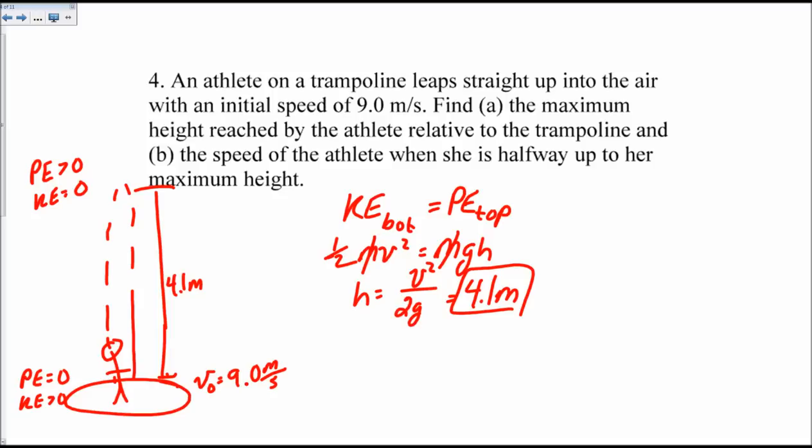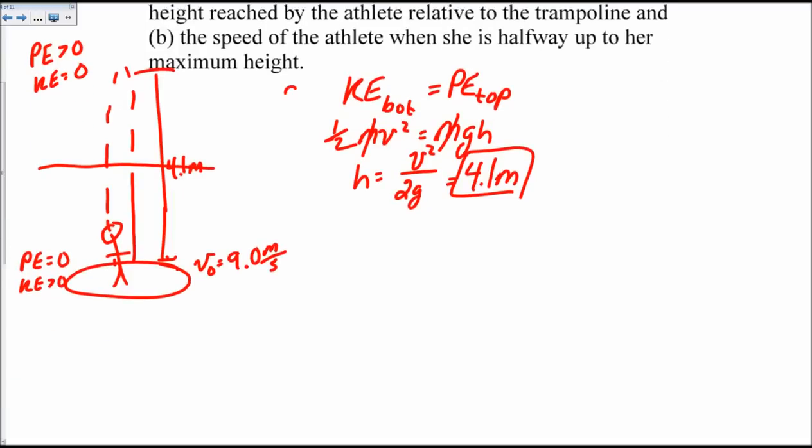Now, what is the speed of the athlete when she is halfway up to her maximum height? All right, so that's what that is. I want to know what her speed is here when she's halfway up. That is, what if h is equal to, let's just call it 2 meters, just to make it a little easier. So this is part A. Part B, if h equals 2 meters, what is her speed?